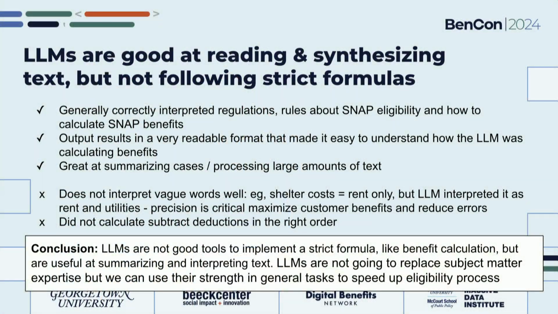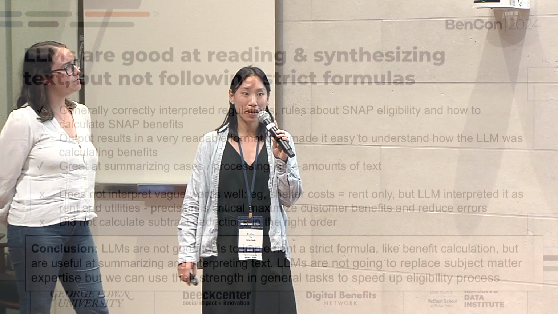As a high-level summary across all the use cases that we explored, LLMs are good at reading and synthesizing text, but really not good at following strict formulas. And something like calculating SNAP eligibility and final amount is a strict formula. And this is really not surprising because this is exactly what LLMs are built to do.